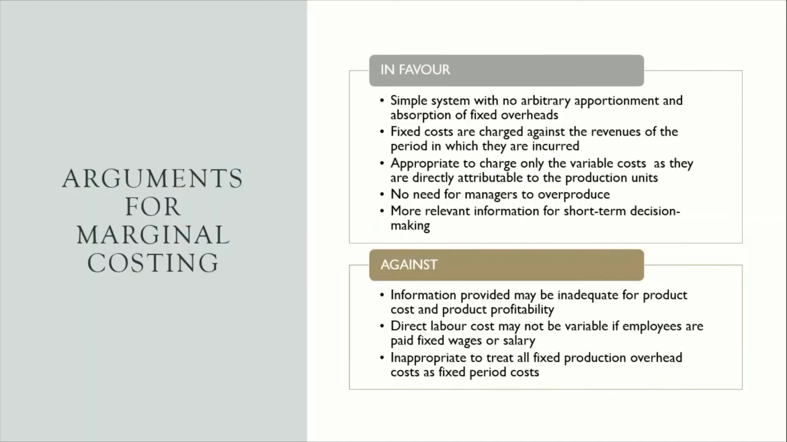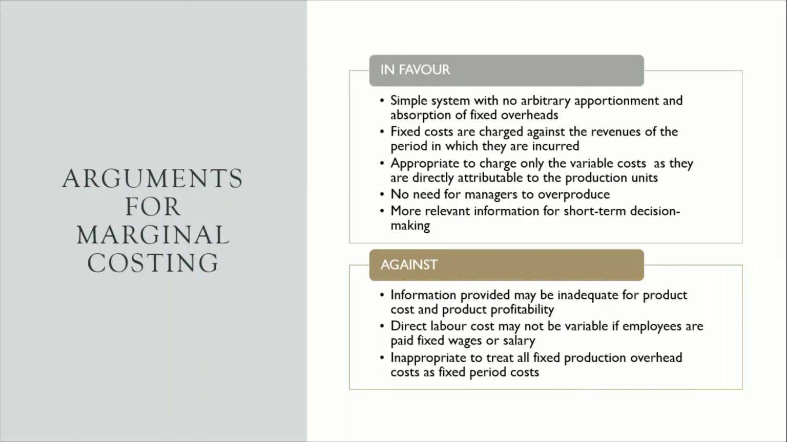Okay, next, the argument for marginal costing. Supporting this system is that it is a simple system with no arbitrary apportionment and absorption of fixed overhead. Okay, so because they don't use the predetermined overhead, it is a simple and direct system. The fixed costs are charged against the revenue of the period in which they are incurred. Okay, so the fixed cost is still charged in the statement, just in a different position.